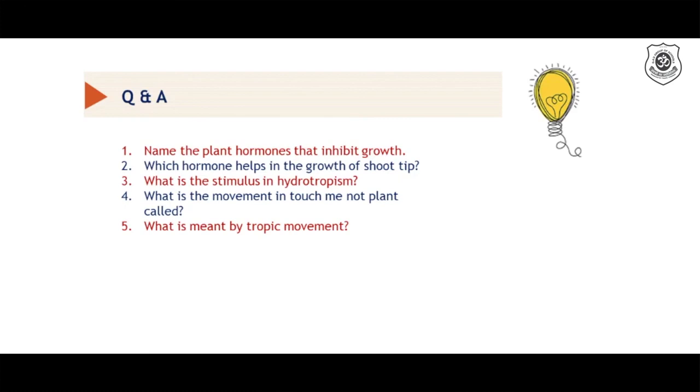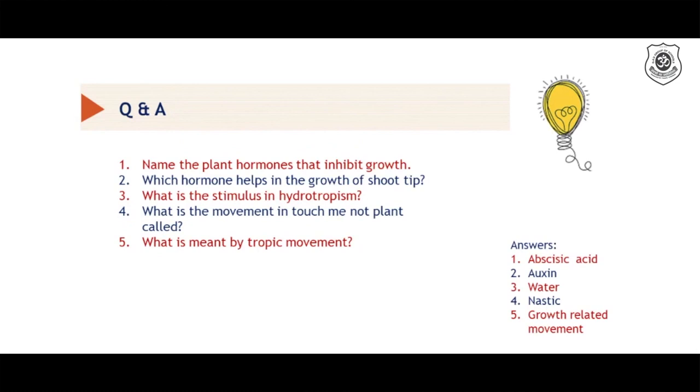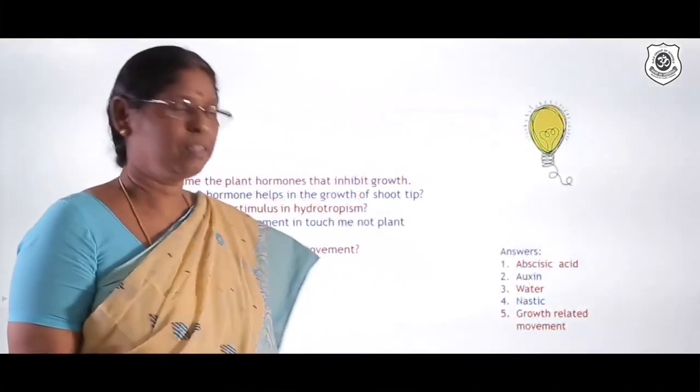Shall we see the answer? Here are the answers for your reference. Plant hormone which inhibits growth is abscisic acid. Then the hormone that helps in the growth of the shoot tip is auxin. Then the stimulus in hydrotropism is water. Then the movement in touch me not plant, we call it nastic movement. Then tropic movement means it is a growth related movement. Right, you got the answer?